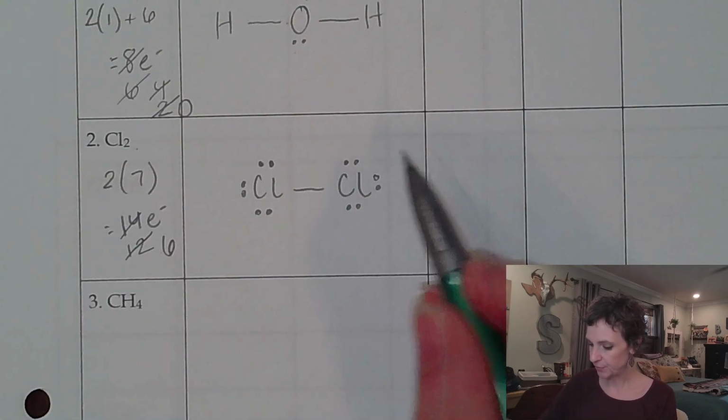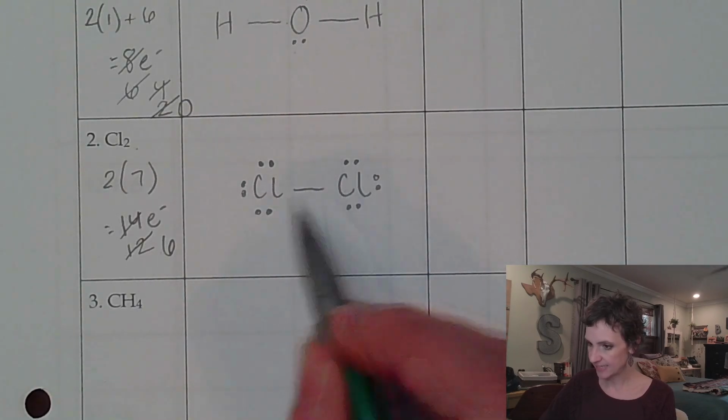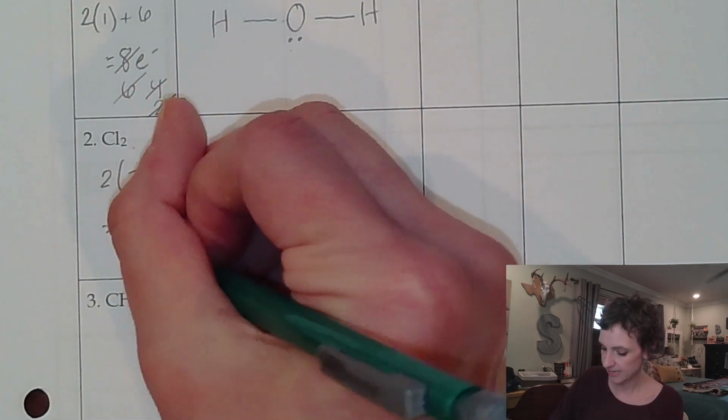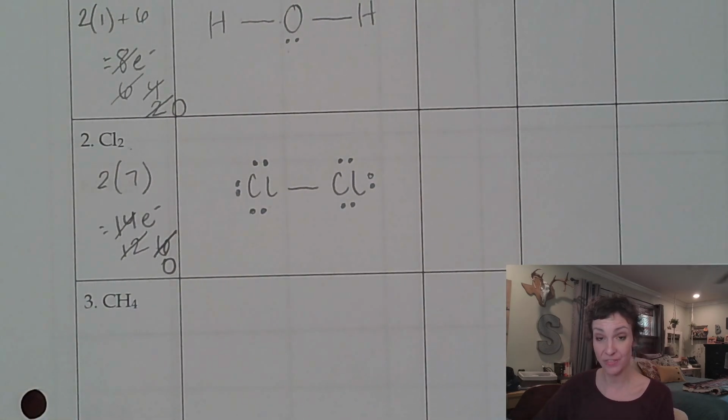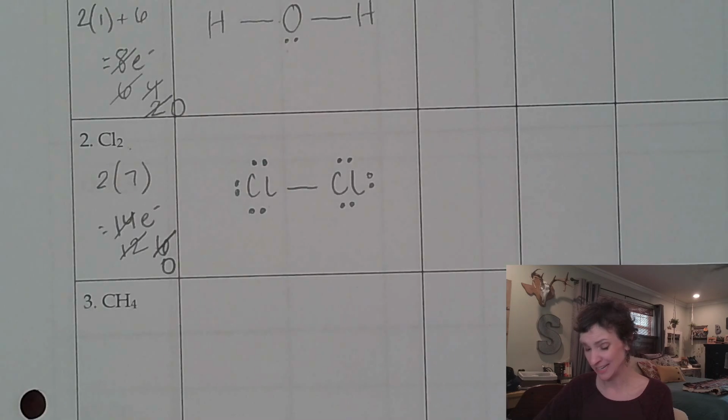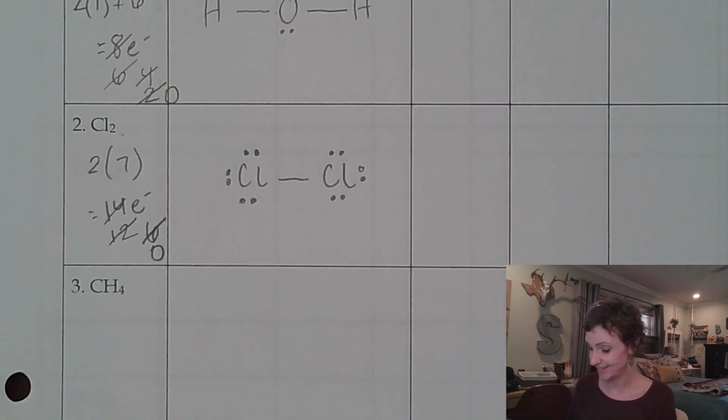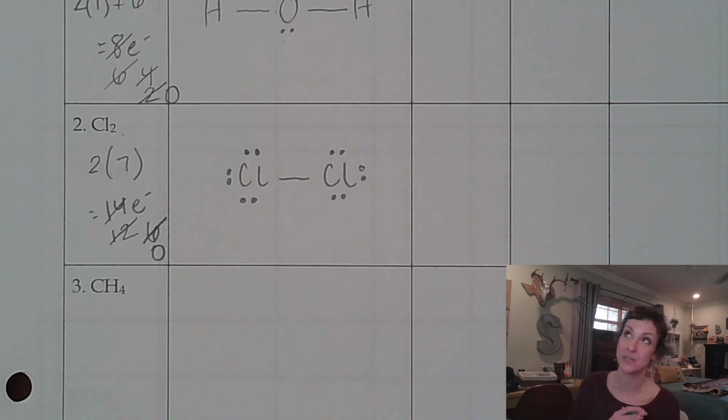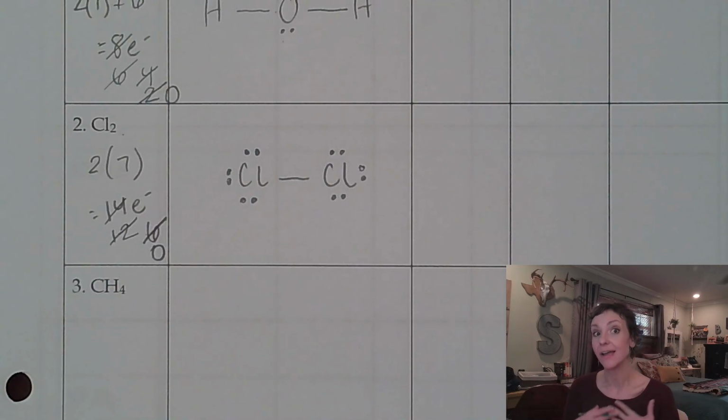So I've done 1, 2, 3, 4, 5, 6 dots, and then that's 7, 8 for the pair of electrons. I am now done. That is my structure for the chlorine molecule. Just 2 chlorines, diatomic chlorines connected together. I can also see that this chlorine is connected by a single bond. That may not be the case for some of your other diatomics, like O2 or N2.